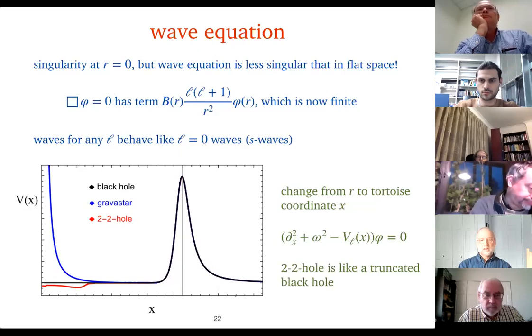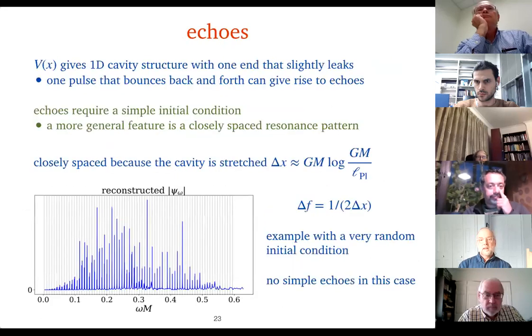A gravastar or any other star has this angular momentum divergence at the origin, whereas the tutu hole, as I said, is finite at the origin. There's just some minor structure there related to what's going on inside the tutu hole. But as you can see, a good approximation to a tutu hole as far as the gravitational wave is concerned is that it looks like a truncated black hole. And that gives rise to this whole story of echoes.